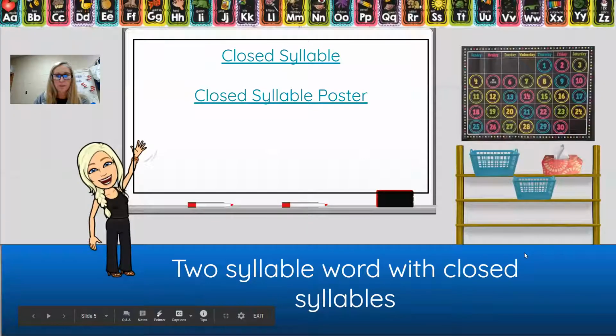All right, remember, we've got our closed syllable song. Go ahead and click on that link and enjoy that song. It's going to start teaching you about closed syllables. We also have our closed syllable poster. Remember that a closed syllable is a syllable that has a vowel with one or two consonants following it. It makes the short vowel sound.